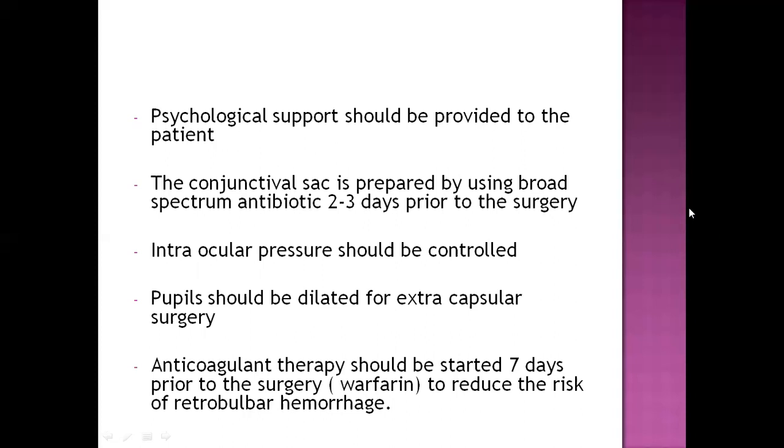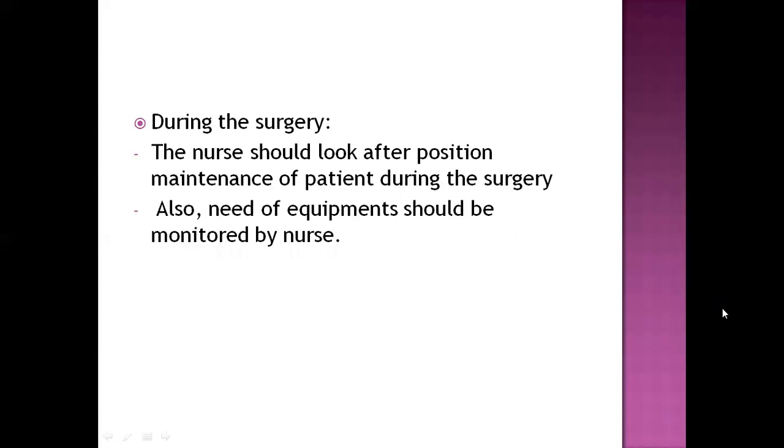Next, pupils should be dilated for extracapsular surgery. Pupils should be relaxed, dilated so that it creates no problem during the surgery. Anticoagulant therapy should be started 1 week prior to the surgery. Anticoagulant like warfarin should be provided to reduce the risk of retrobulbar hemorrhage. This retrobulbar hemorrhage can be a complication of ocular surgery, so anticoagulant therapy becomes a preventive management. During surgery, the role of the nurse is maintaining the position of the patient.